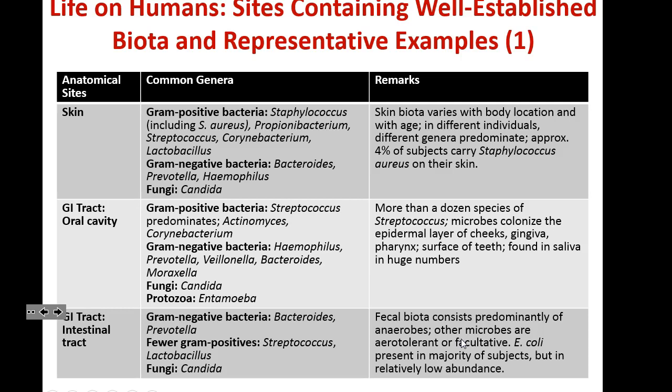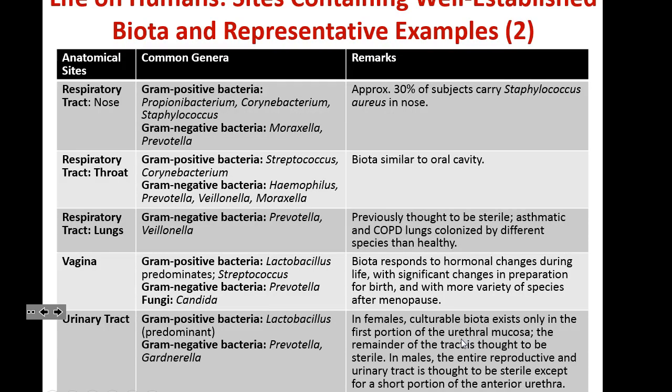E. coli is present in the majority of our subjects, but in relatively low abundance. And we already know that some E. coli in our gut is good for us, isn't it? It can produce vitamin K. E. coli of the strain H7 O157 will do what? Kill you.